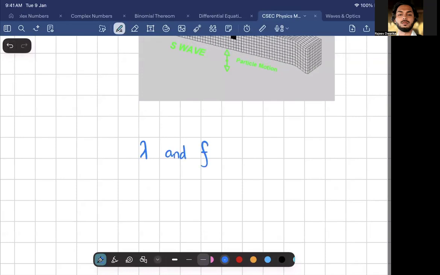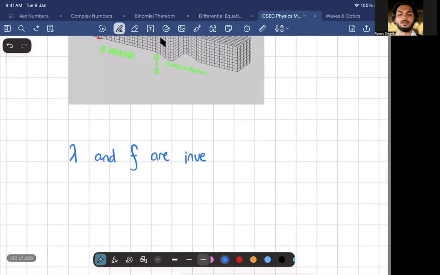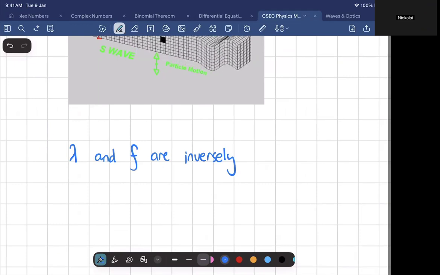They are what to each other? It's functional. Yeah, we just learned that they are inversely proportional, Nikolai. And we learned that if you increase one, it would decrease the other one, right? Inversely proportional.